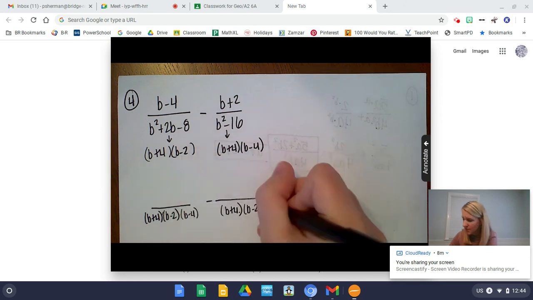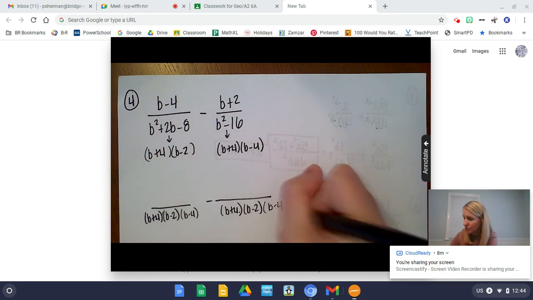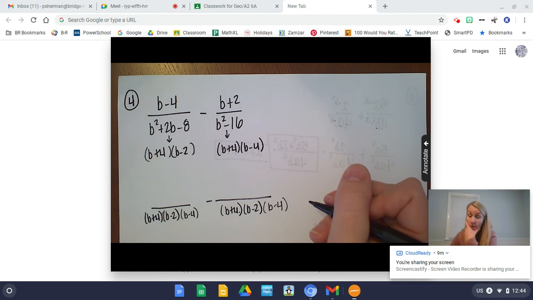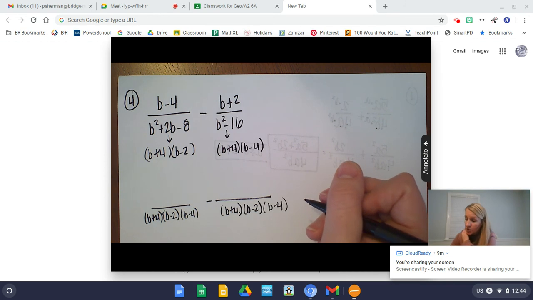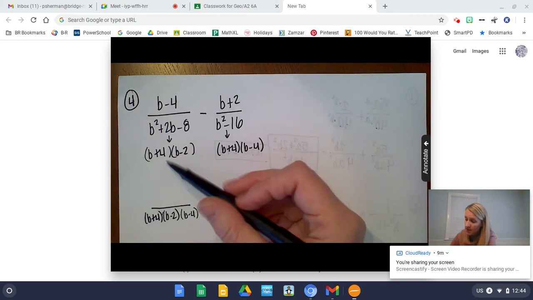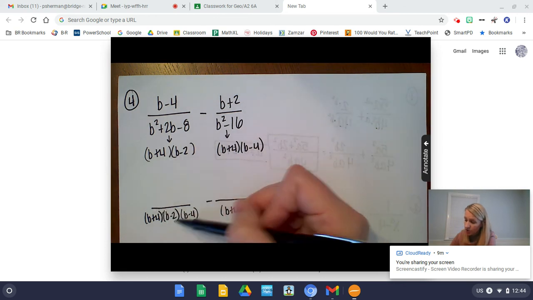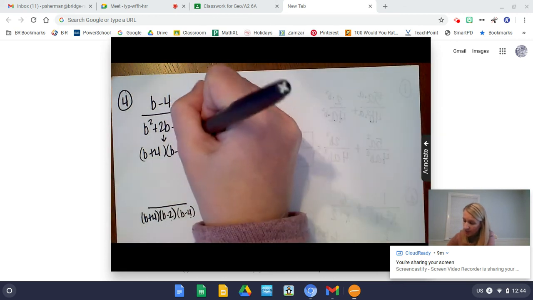I don't know if we had done a ton where you had more than 2 binomials, but that can happen. However many you need to represent what's there, have that many. There's no limit. So now let's look back. This had the b plus 4 and the b minus 2, so I would have to multiply this by b minus 4.